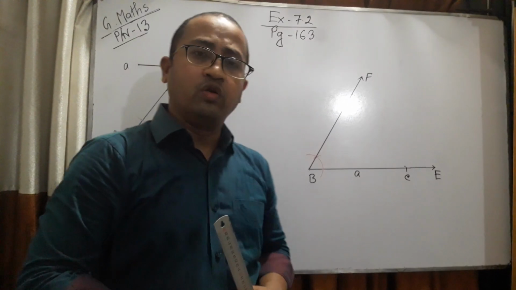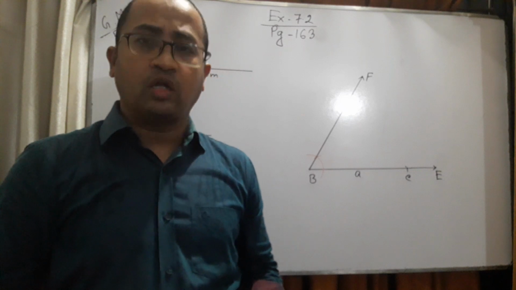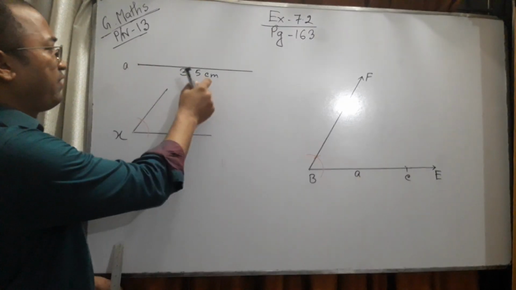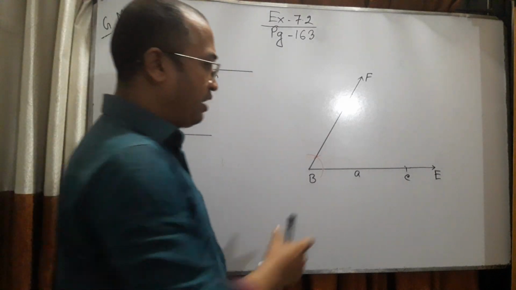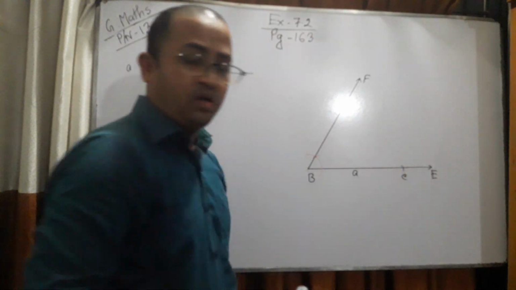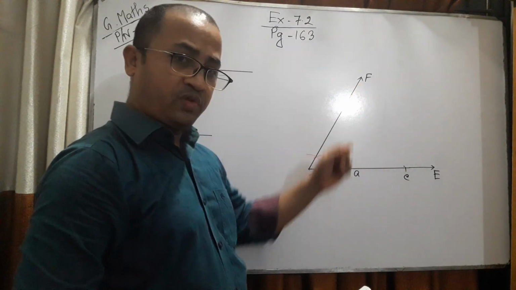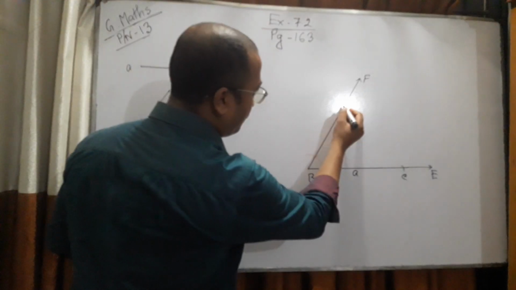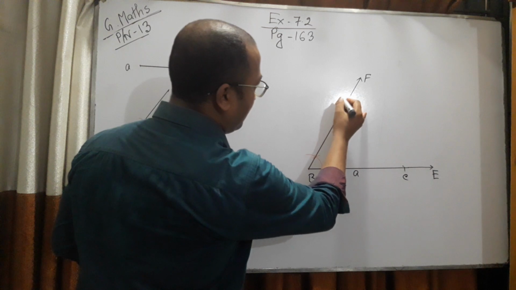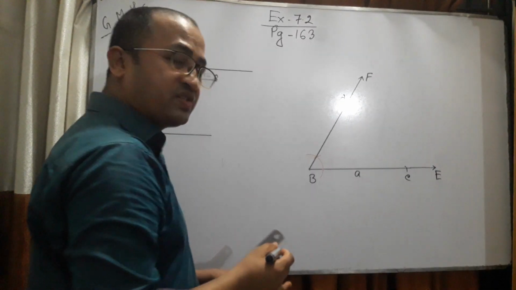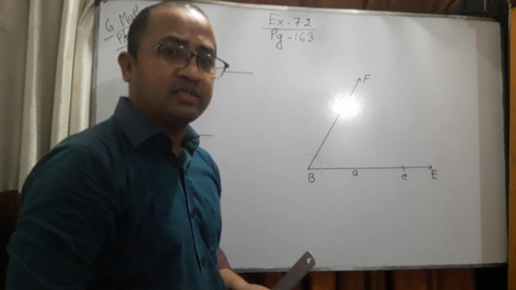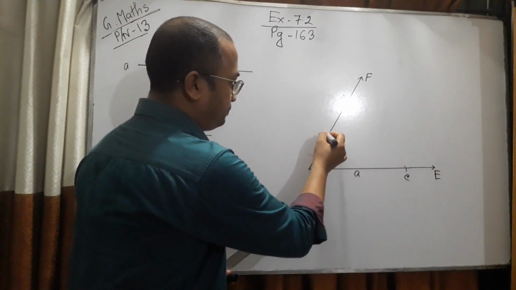Now, we know all the sides of the rhombus are equal. That is, all the sides are equal to 3.5 centimeter, that is a, that is BC. Now, from BF we cut BA equal to BC. We cut BA equal to BC, or you can say equal to a.